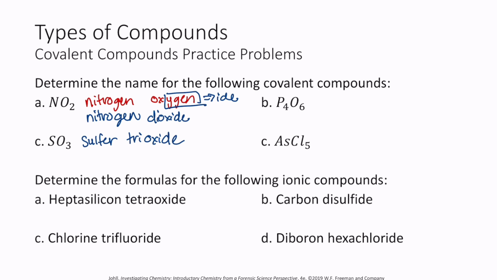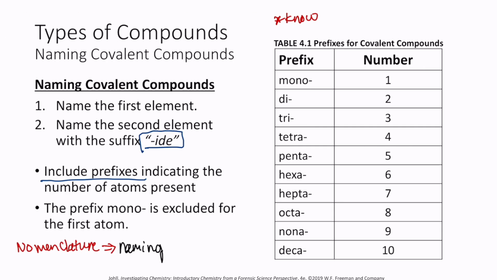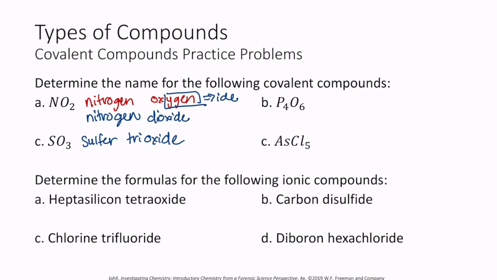Now, for this first one, I notice that I have a prefix for my first element. And my first element is capital P. So when I look at the periodic table, I see that it is phosphorus. And I can go look at my nomenclature table right here. 4 is tetra. So when I write this in, the first element given is just the name. So this is going to be tetraphosphorus.